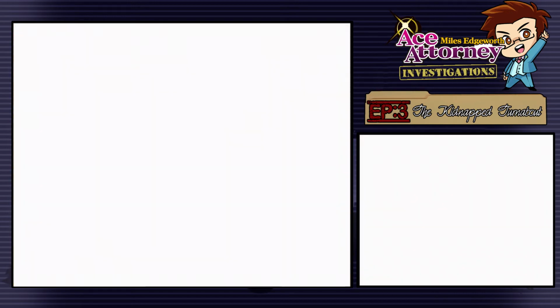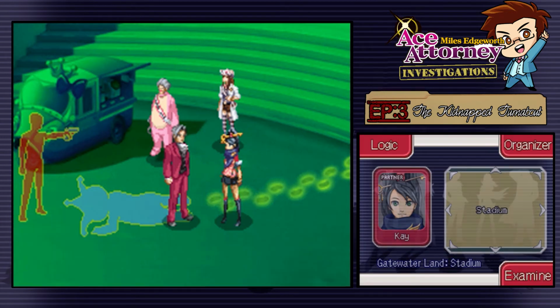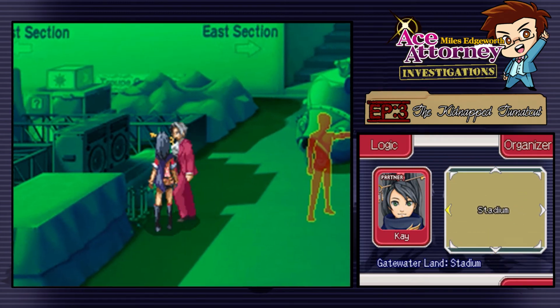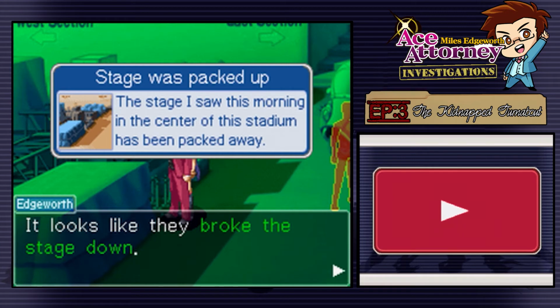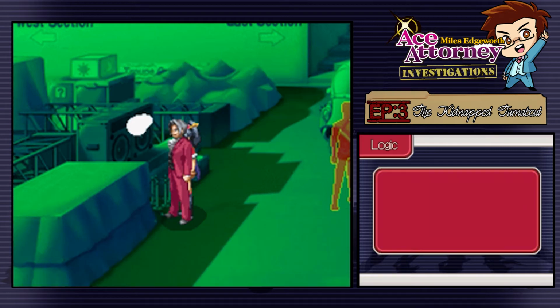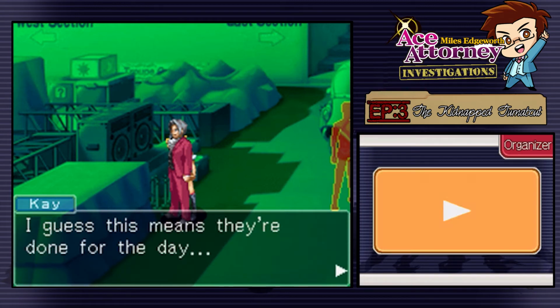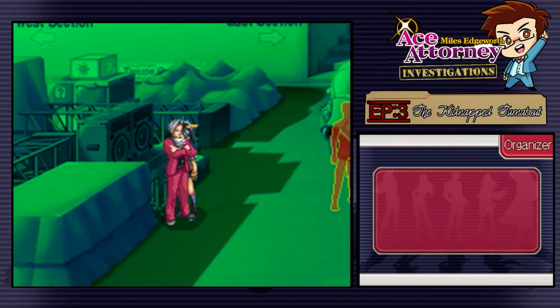I guess that can establish the time of death, because there's no shadow now. Let's see. Wait. It looks like they broke the stage down. Oh, this is important? The stage I saw this morning in the center of the stadium has been packed away. I guess this means they're done for the day. Or maybe it's because a different show is scheduled to start its run tomorrow.